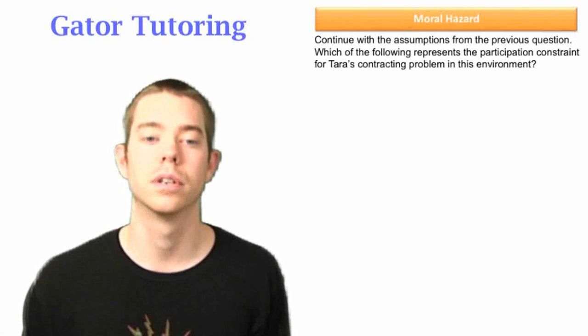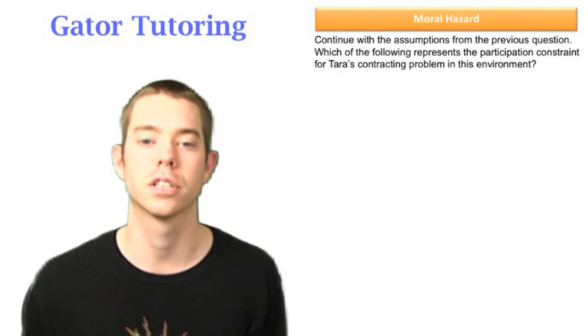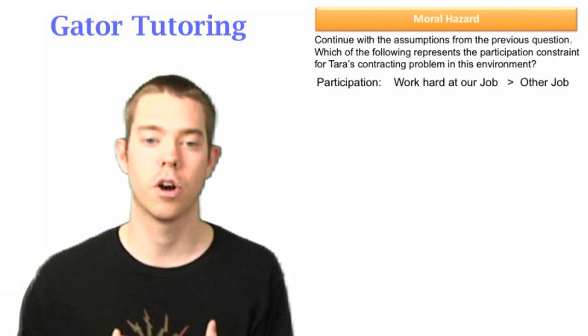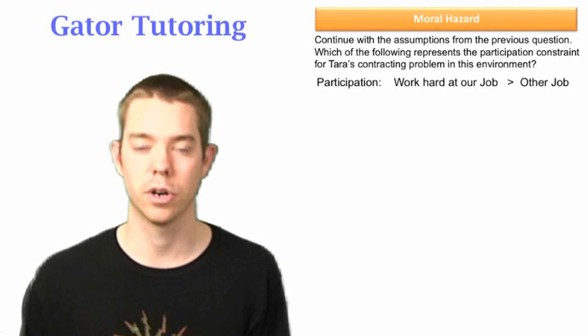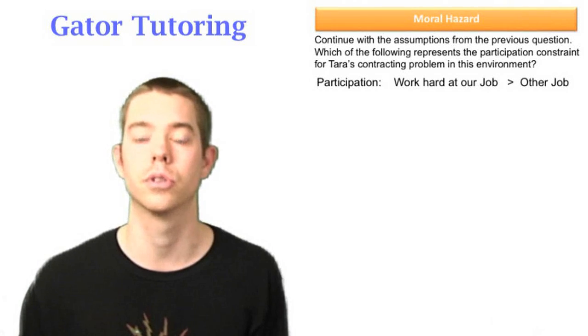Okay, so this last one, it says, continue with the assumptions from the previous question. Which of the following represents the participation constraint for Tara's contracting problem in this environment? Again, the participation constraint is when we're working hard at our job, and we're going to make that greater than or equal to the other job. I just have greater than here, but we know it's greater than or equal to. In fact, we know we're going to set it equal to solve.